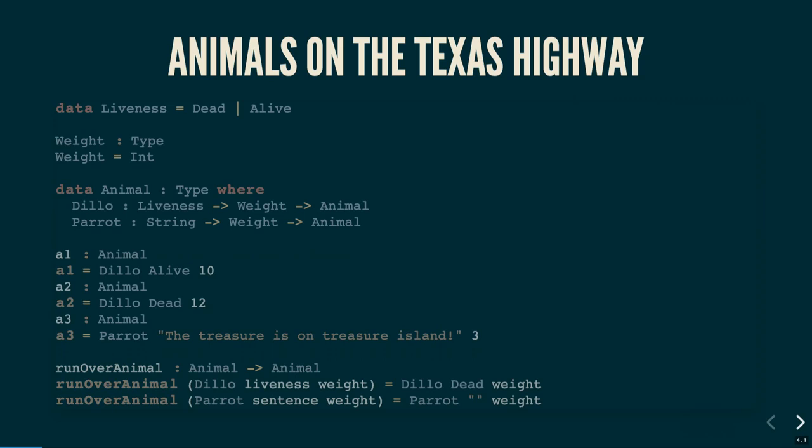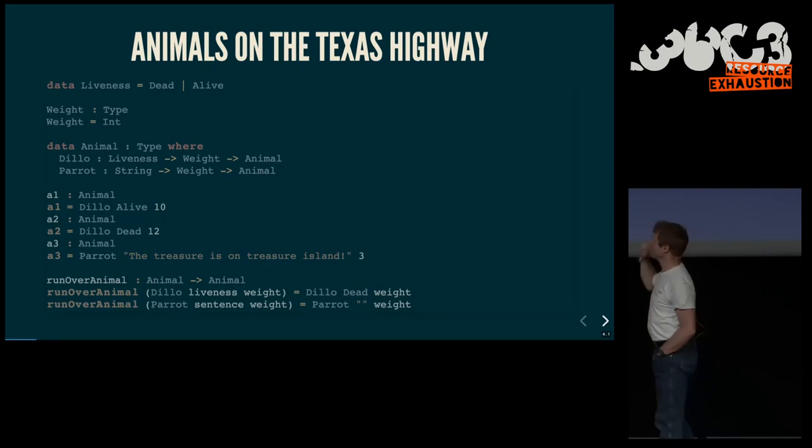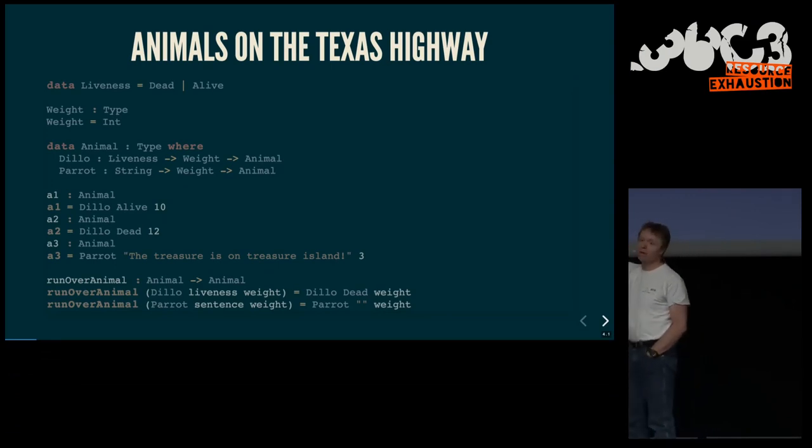It's the sentence the parrot says, and also the weight, and it also produces an Animal. And up there you can see the definition of Weight is, for simplicity's sake, I'm saying that Weight is a type. That's kind of unusual for Idris, but you don't have to worry about it. But you can see there, Weight is just the same thing as an Integer.